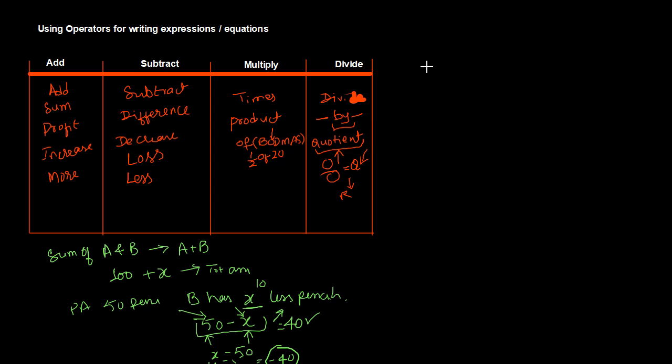So coming to multiplication. There are so many things that you can come up with for multiplication. One is times. We already know about it. 3 times x is written as 3 into x, which is 3x. Product of a and b is a multiplied by b.